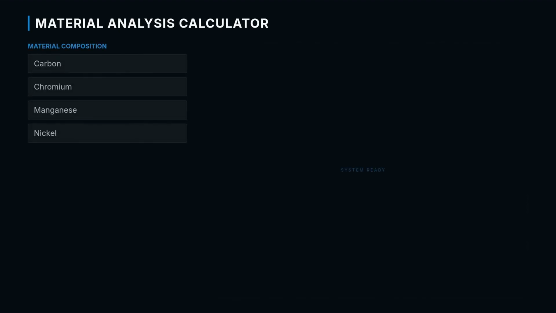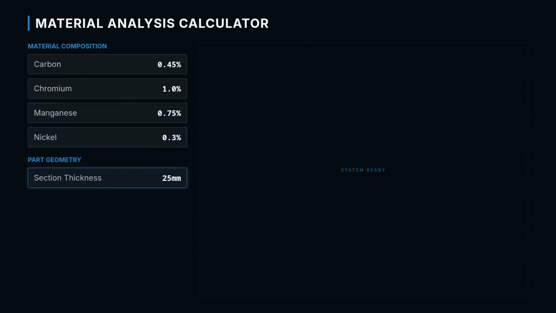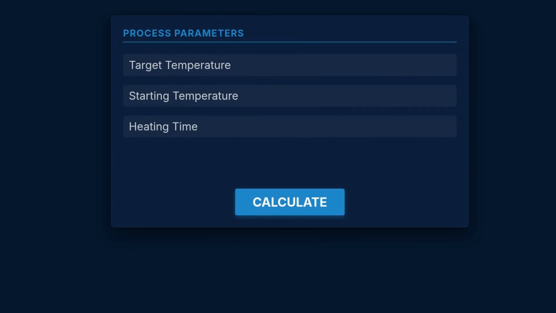For this example, I'm using 0.45% carbon, 1.0% chromium, 0.75% manganese, 0.3% nickel, 25 mm section thickness, 850 degree target temperature, 20 degree starting temperature, and 45 minutes heating time.